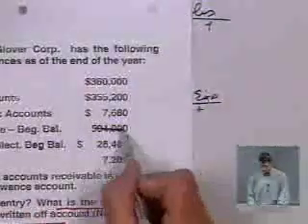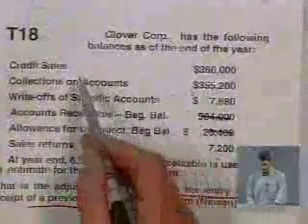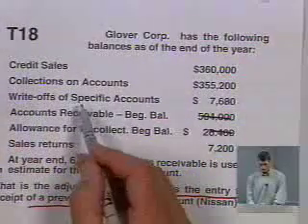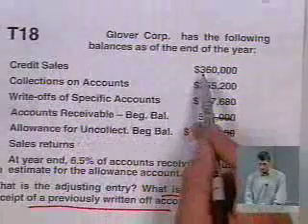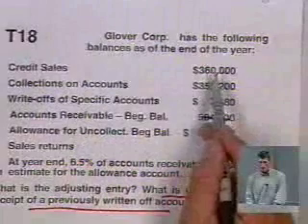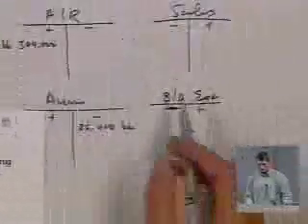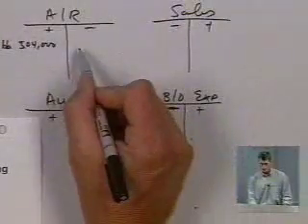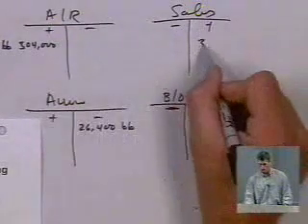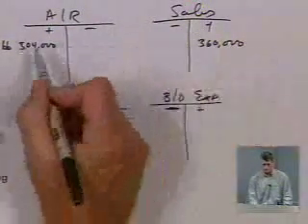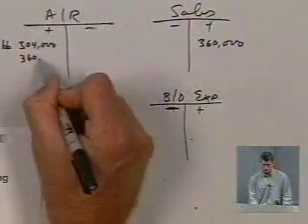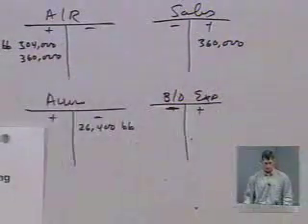So cross these things off. 504, 26.4. Collection, credit sales, 360,000. So we put that in. 360,000 is our credit sales. So 360,000 is a credit to sales and a debit to accounts receivable.